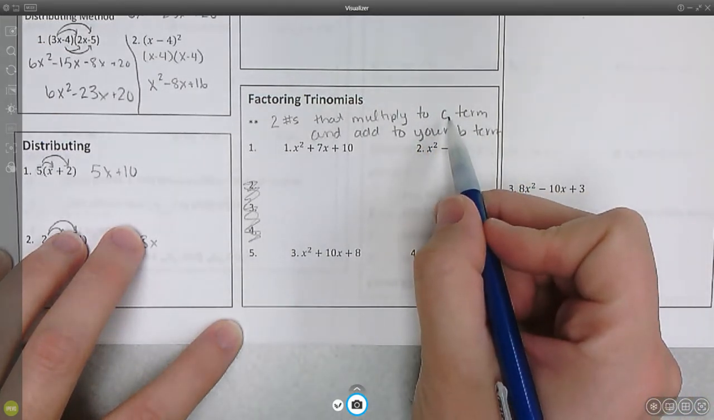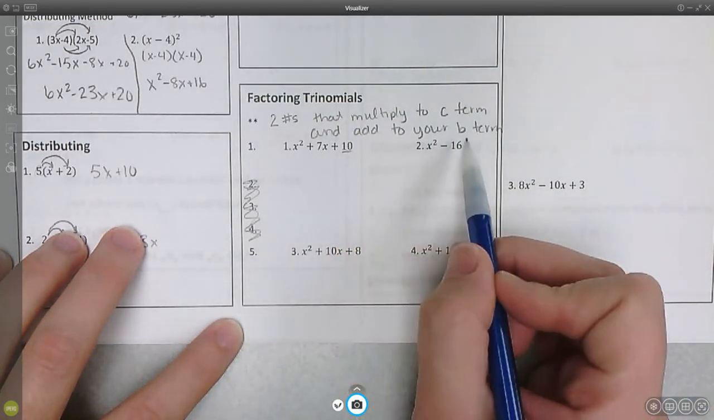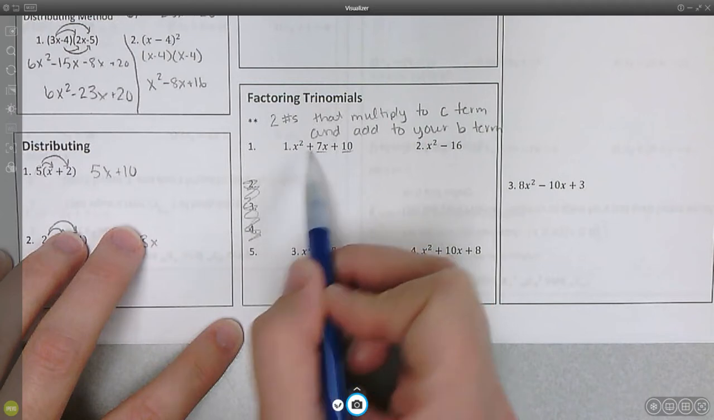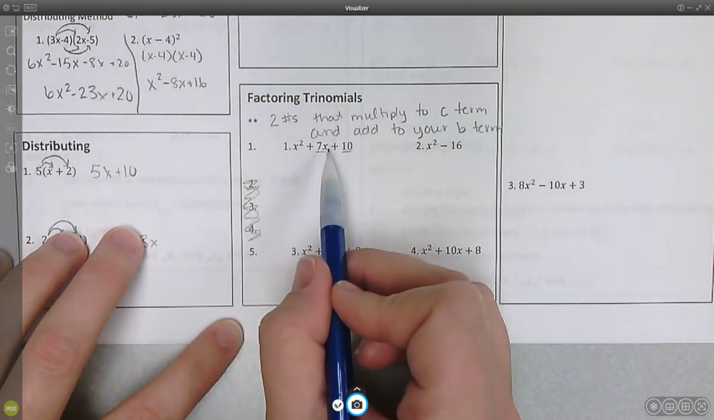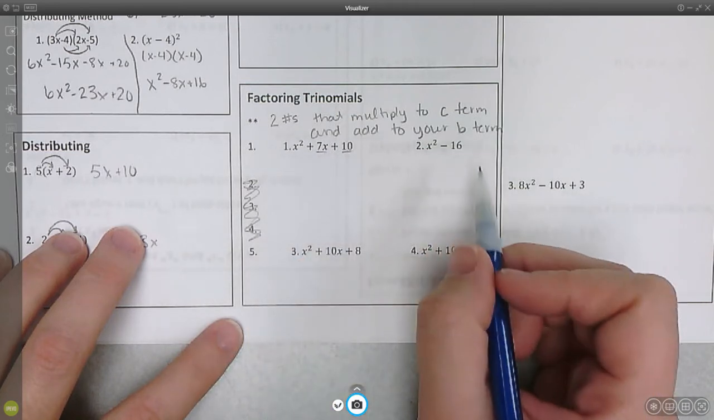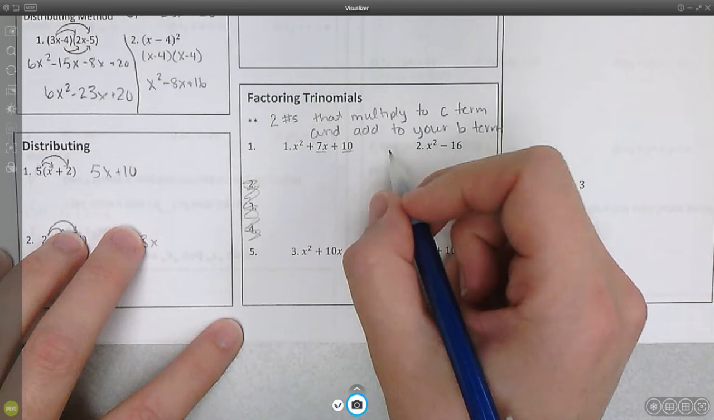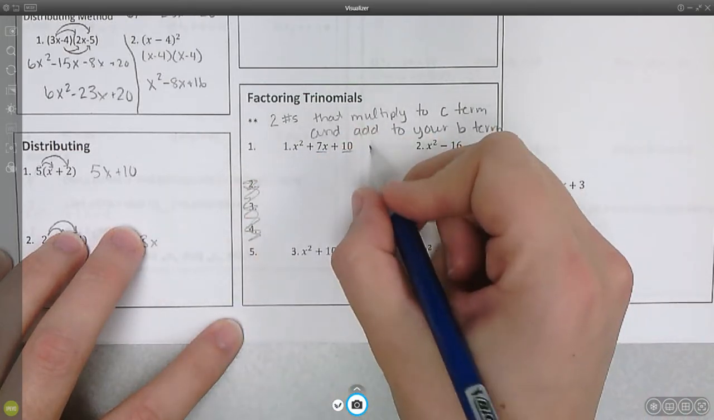Okay, so C term, that's the last term or just the constant. Your B term is the term that it's usually in the middle unless it's written out of order, but your B term is the one that has the X with it. So two numbers that multiply to C. So if we're doing this one, I like to write out my factors.